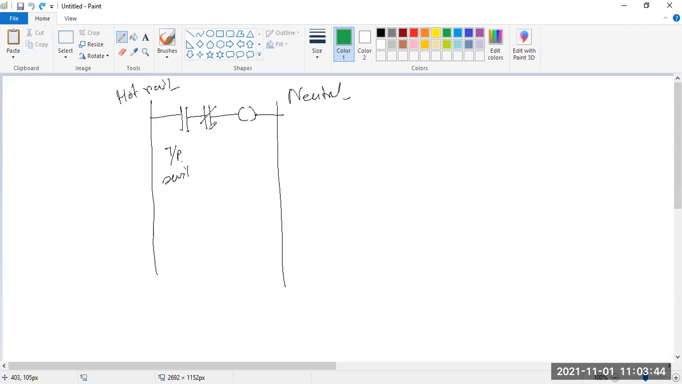Whenever I push this button, what happens? This is from NC, it became NO, which means no current will flow. Maybe current will flow from here in, because it is already operated. But whenever it is operated, it doesn't allow any current to flow. So this doesn't allow any current to flow.